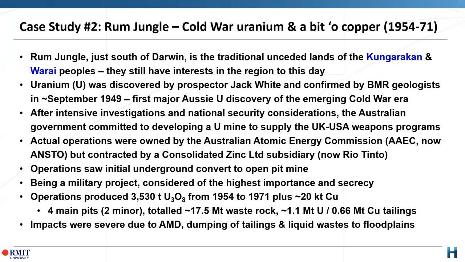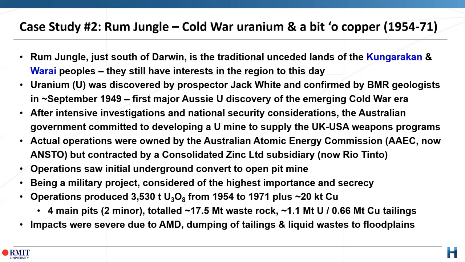And if we think about Rum Jungle, it used to be a very famous name in Australia. It was basically our first major uranium mine that supplied uranium for the nuclear weapons programs of the early Cold War era. And then about two-thirds of the production was also stockpiled in Sydney at the nuclear complex at what we now call ANSTO. So that's its history. It's actually a military project. It wasn't a normal mining company that operated a mine for profit. It was a mine purely for a military purpose.